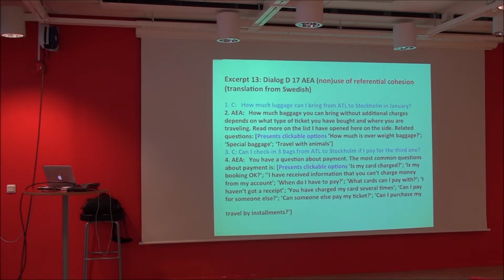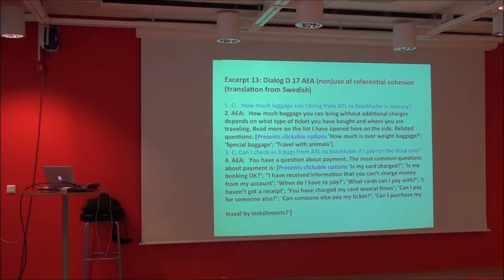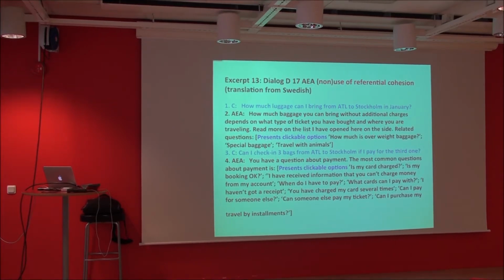He uses some keywords. Which keyword? Luggage. Or baggage. Luggage and baggage. So he probably, how much luggage can I bring from ATL to Stockholm? How much baggage you can bring? So baggage and luggage. He probably has a list of equivalences, a lookup list, where some central keywords are given. So actually this is unusually sophisticated, I would say.